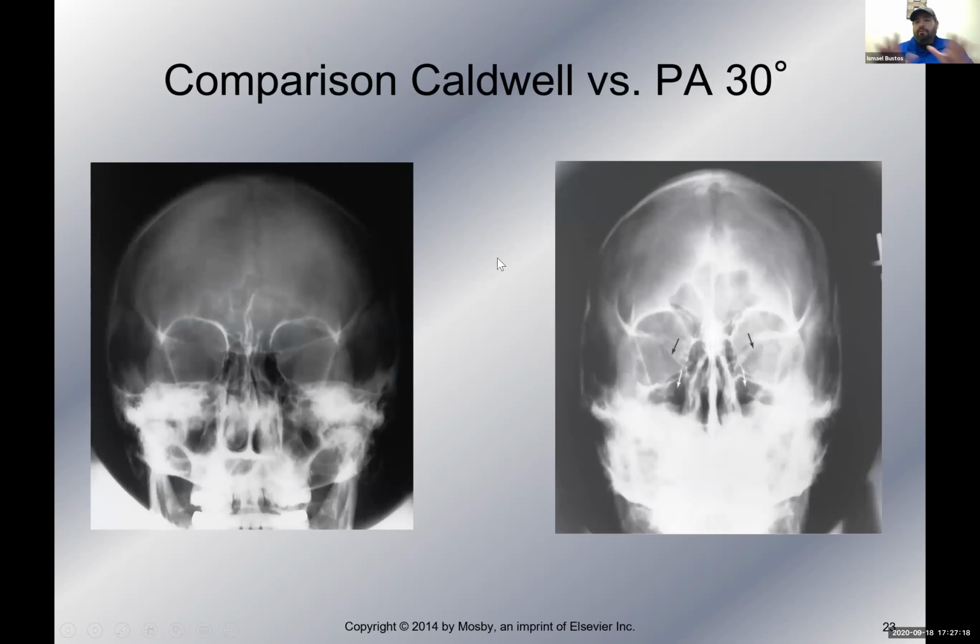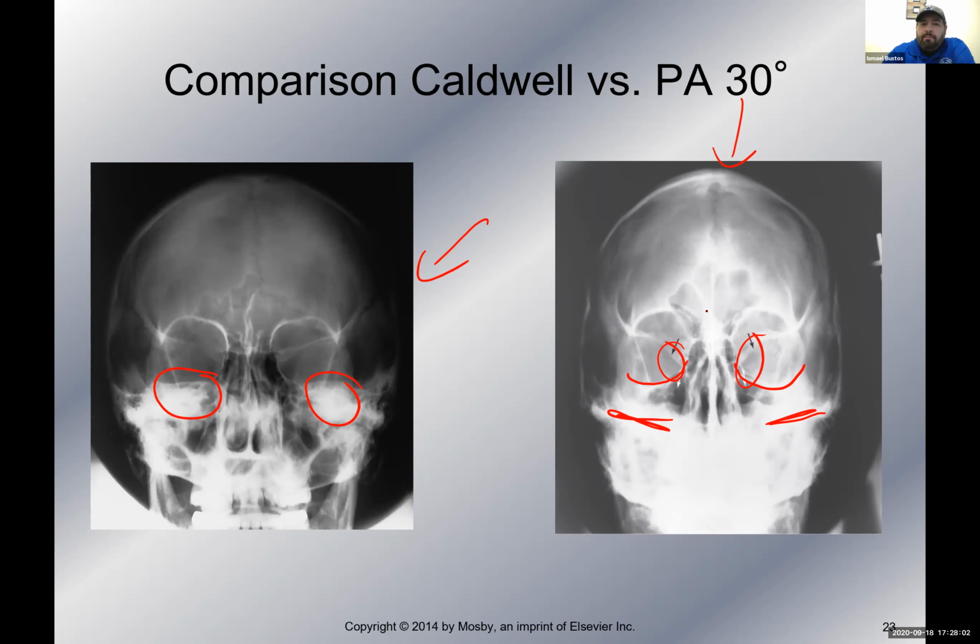Now, let's compare the Caldwell versus the PA 30-degree, right? So the Caldwell's on the left side here. There's my Caldwell. You'll notice the ridges again, lower 1/3. This is the PA 30-degree. Now, the ridges are down here, right? Here's my bottom of the orbits, right? And again, how did we get the ridges to go below the orbits? Well, we increase the angle. Anytime you increase the angle between the CR and the OML, you're going to move the ridges down below the orbits. Okay. So for this one here, there are those superior orbital fissures that we saw on that skull. That's what we want to see on a PA 30 degree.